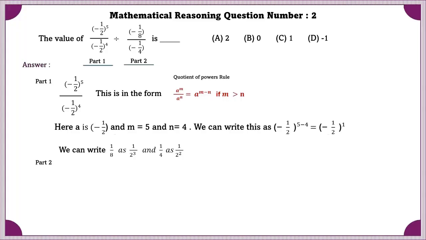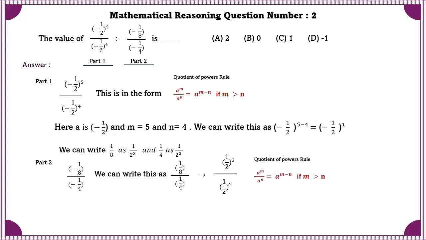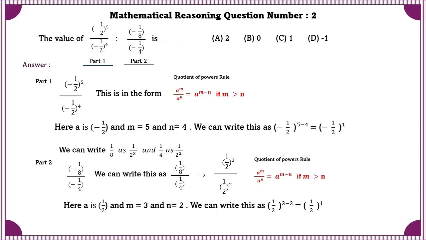Now, we can write 1 by 8 as 1 by 2 to the power 3 and 1 by 4 as 1 by 2 to the power 2. Now, as I said, we can write 1 by 8 divided by 1 by 4 as 1 by 2 to the power 3 divided by 1 by 2 to the power 2. Now, using the quotient of powers rule again, we will get a as 1 by 2 and m is equal to 3 and n is equal to 2. So, we can write this as 1 by 2 to the power 3 minus 2, that is 1 by 2 to the power 1. Now, dividing part 1 and part 2, we get minus 1.